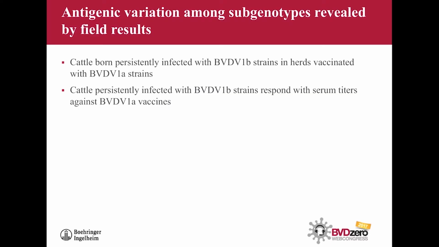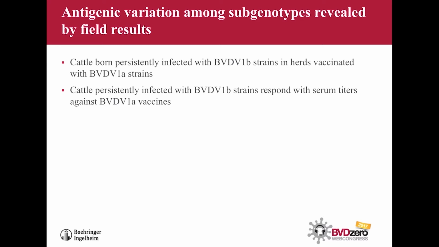And then antigenic variation is revealed by field results. As I said, we do have cattle born persistently infected with BVD1B in herds vaccinated with BVD1A strains. And cattle persistently infected with BVD1B strains can respond to BVD1A vaccines or field strains. So there does seem to be some antigenic differences.